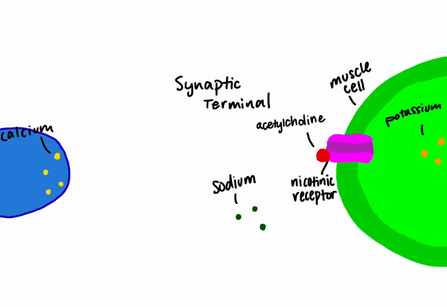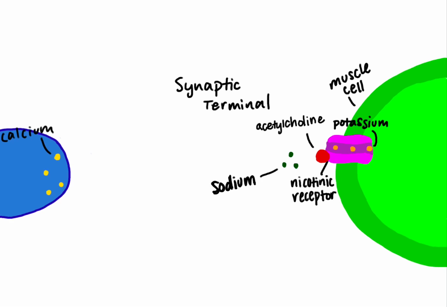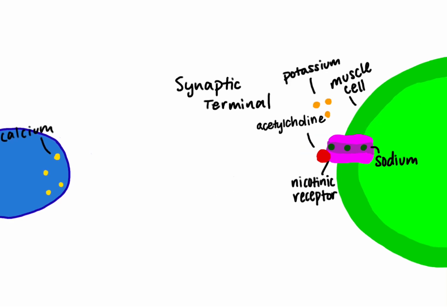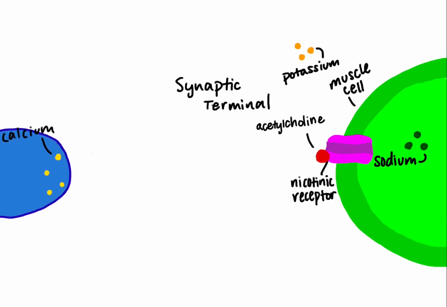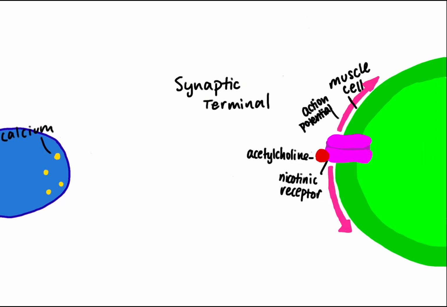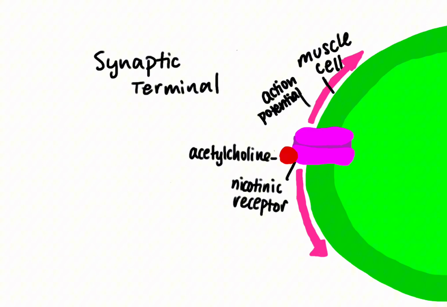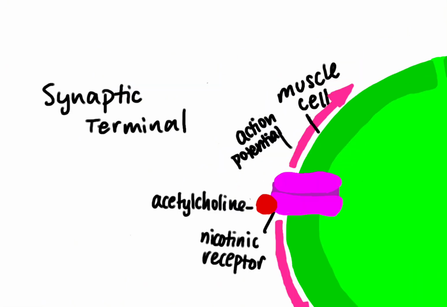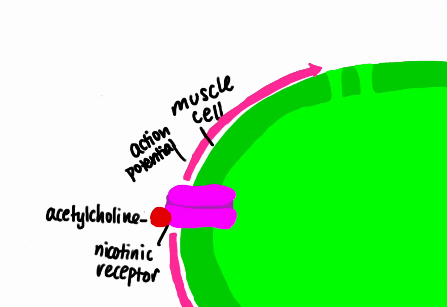Once the acetylcholine has bound to the receptor, it acts as a channel for sodium and potassium ions to flow. Sodium enters the cell while potassium exits the cell. This flow of ions causes a depolarization of the cell membrane, which creates an action potential that travels across the membrane. The action potential travels to the transverse tubules.